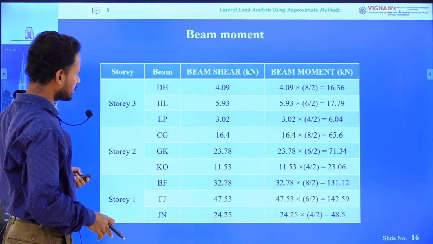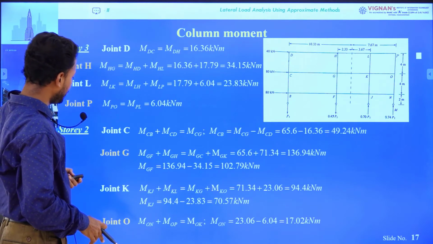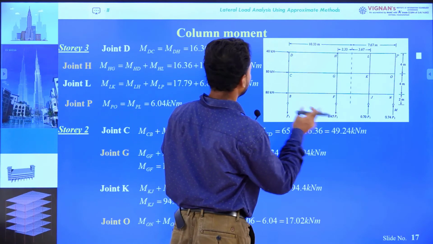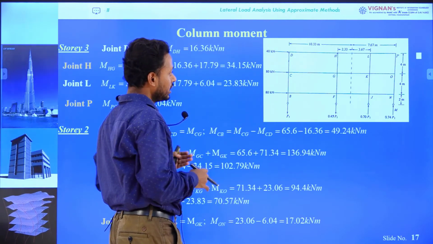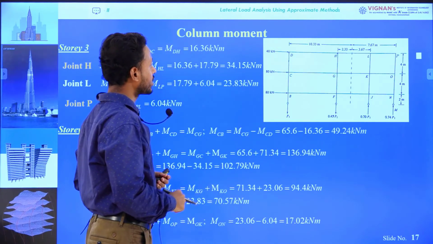Okay. Now, we will calculate the column moment. Okay. How we will calculate the column moment? Just see here, we have this diagram, we have this building. In each column, we have to calculate the column moment. How we will calculate?